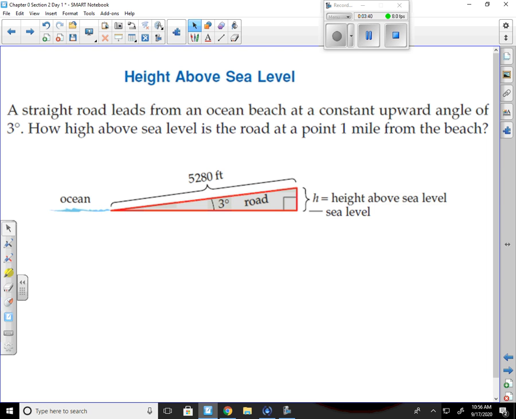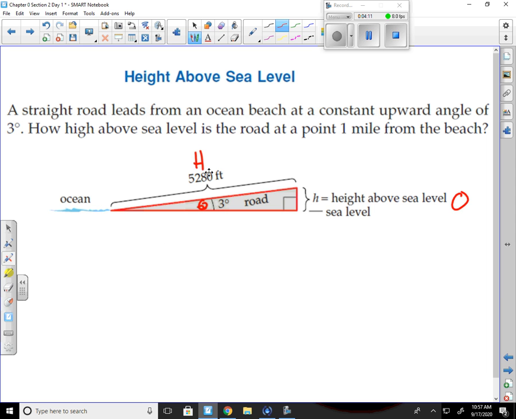So we know that the road is going to be the top line that's running at a 3-degree angle. So that's going to be our 5280. We have a 3-degree angle here, and we're trying to find the height on this side. So if this is my angle or my theta, I have the hypotenuse, and I need to find the opposite side. Now this isn't even a word problem anymore. It just comes back to exactly what we're doing.